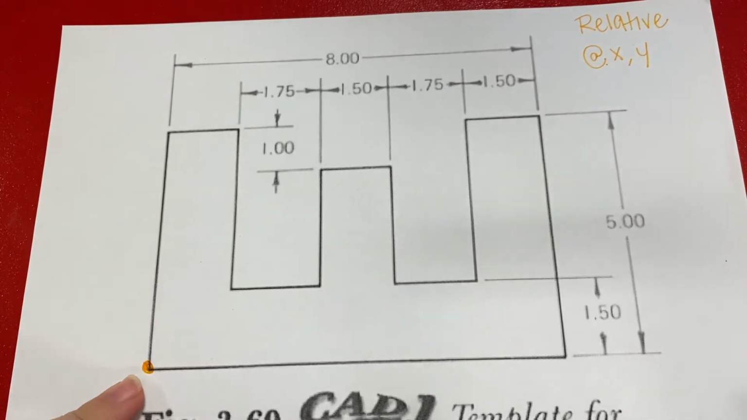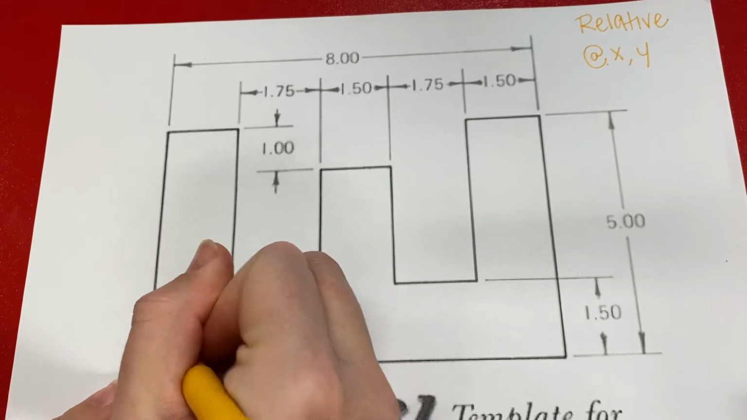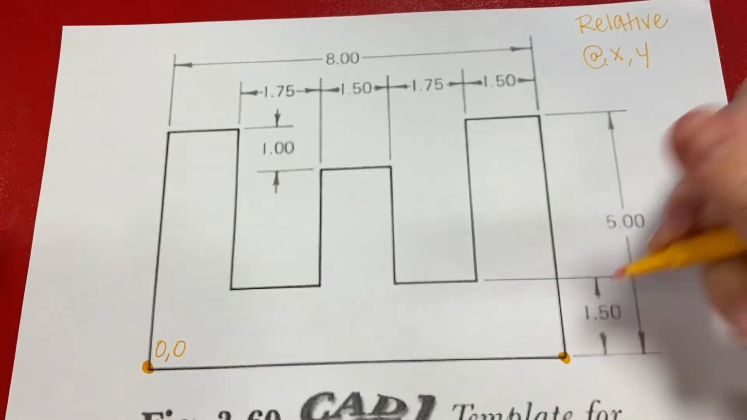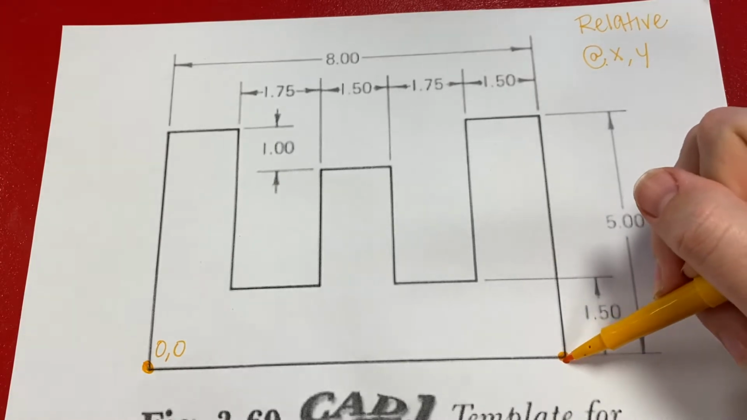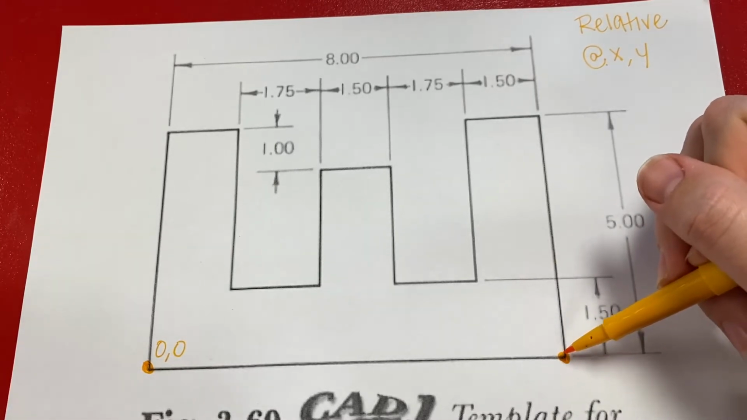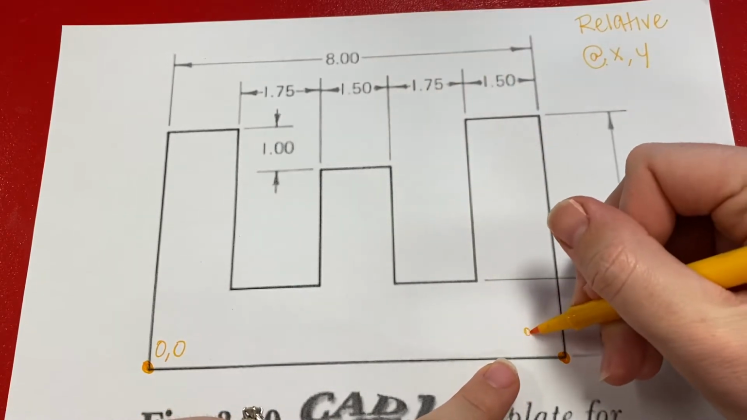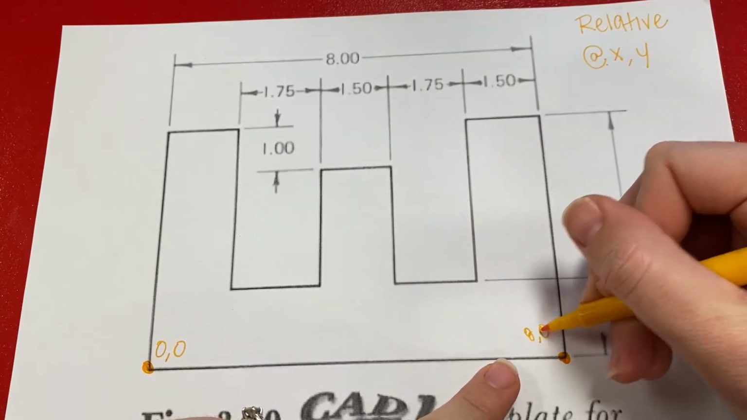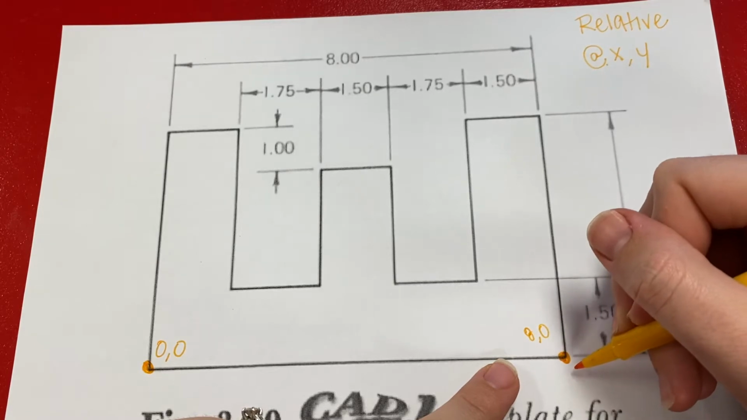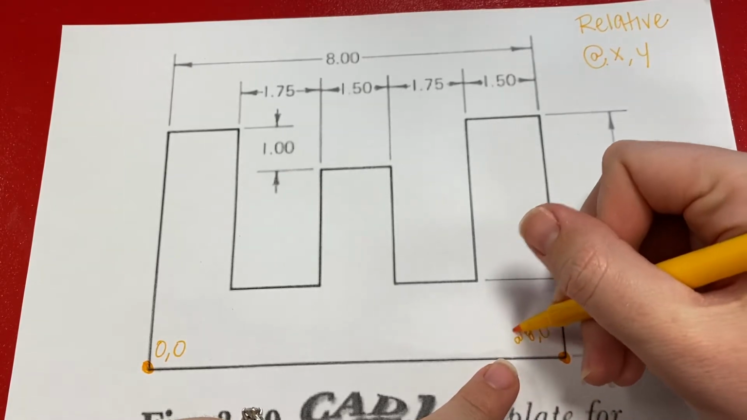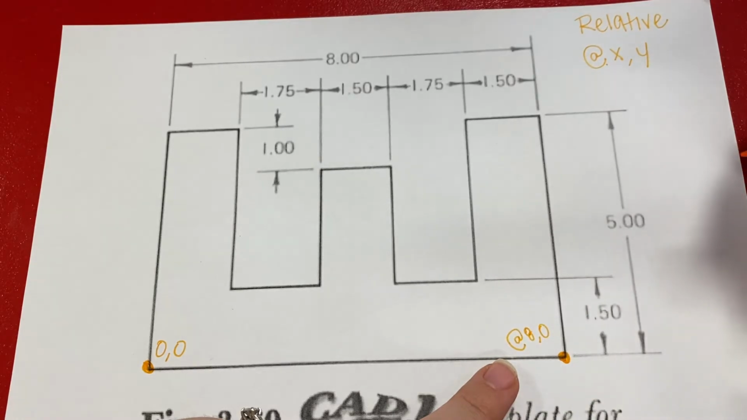So, for instance, if we were going to start this problem, I'm still going to put my first point at 0, 0. Now, I'm still going to plot this point from the origin, so you're not seeing a difference yet. This line length is 8, so it would be 8, 0 because I don't have to go up or down. You can type this in as 8, 0. You could type it in as at 8, 0. You're going to get the same response.